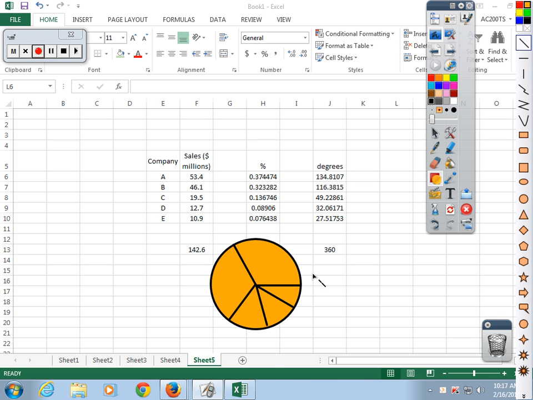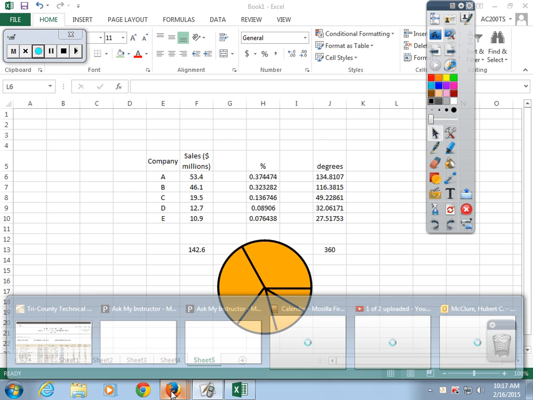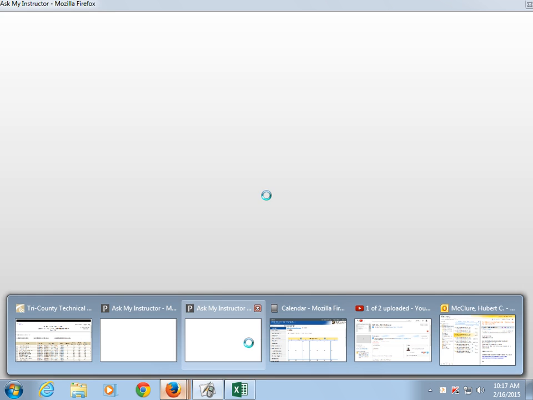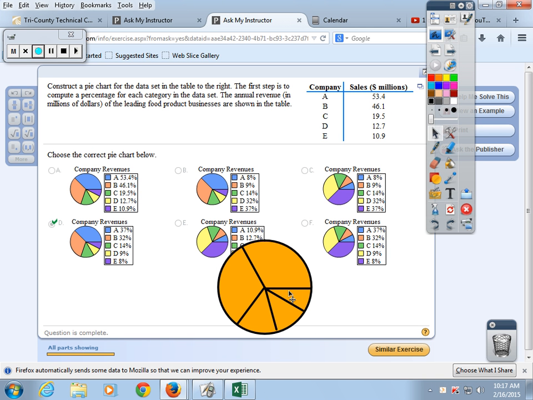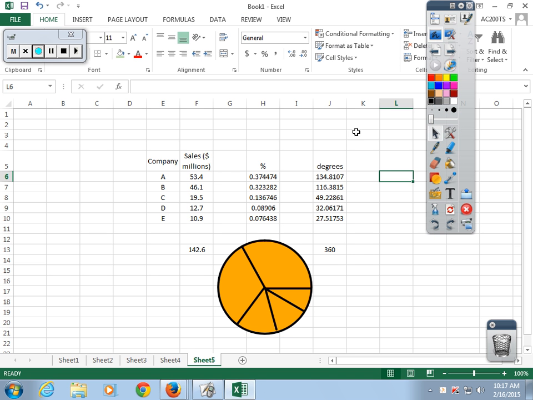So, go back to the question. Which one looks like mine? Well, let's take out our process of elimination pen. All right. We know that this first one is how many percent? Let's go back to our first one. How many percent? 37% or 38%.